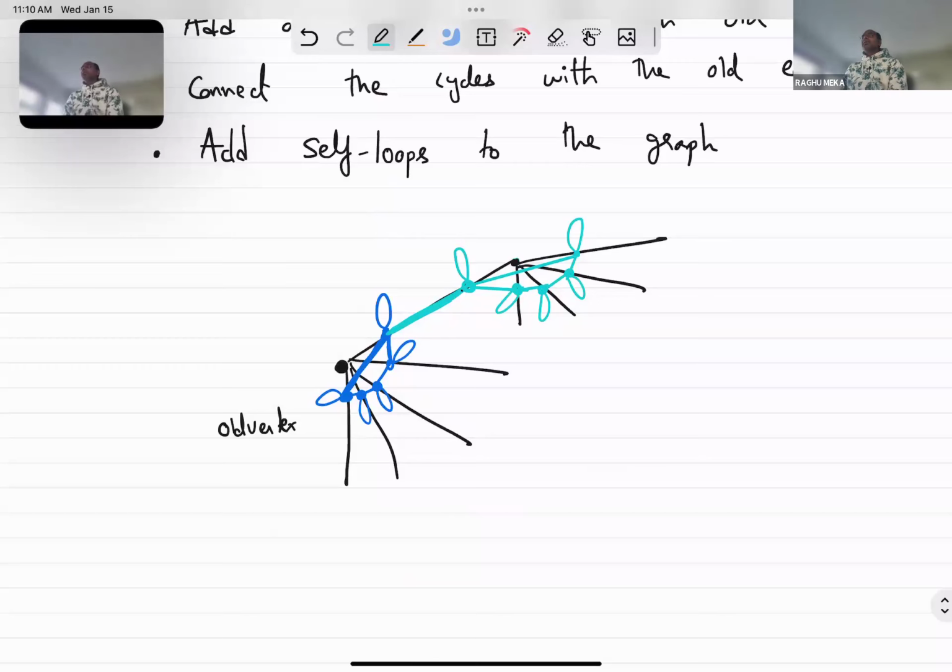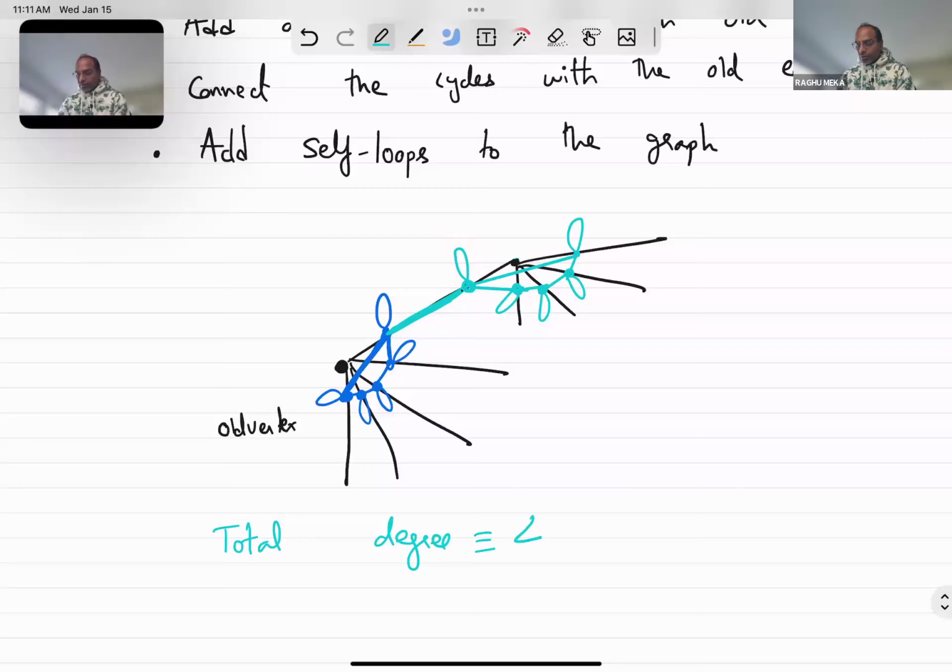Okay. So the number of edges is, because I'm creating a cycle, I will get degree 2. And every vertex will have one extra edge to another cycle. And then you have the self loop. So total degree is 4.